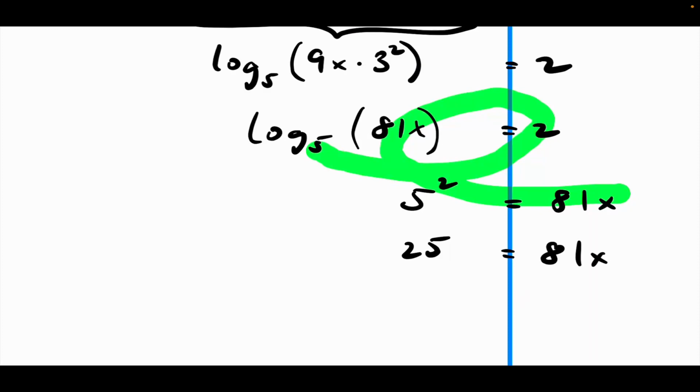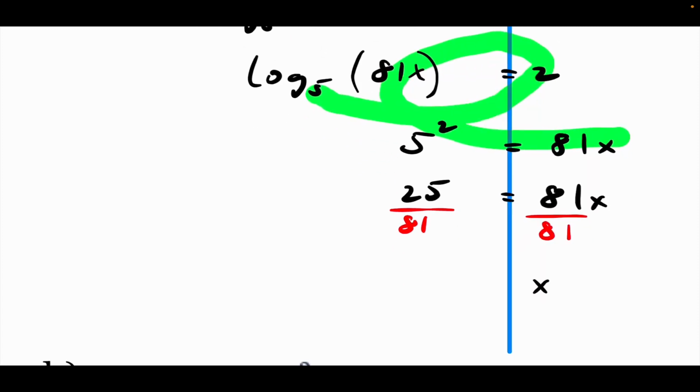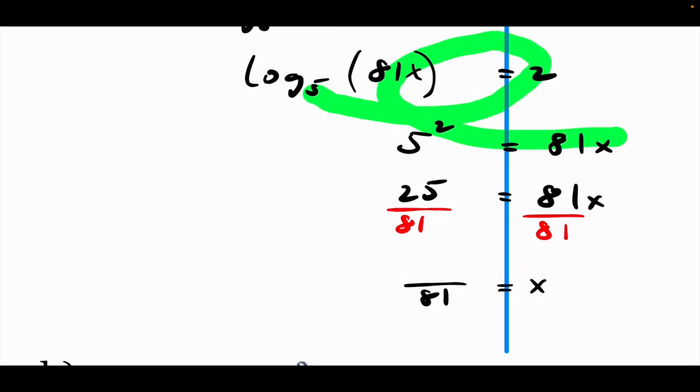Step 2 done. Step 3, solve. Well, there's only one way to do it. There's only one thing to do. Divide by 81. Now, 25 and 81 don't share anything in common. Don't share any numbers besides 1 in common. I can divide 25 by 5 and by itself. I can't divide 81. 25 and 5 don't go into 81. So I'm done. Don't change it to a decimal. Just leave it like that.